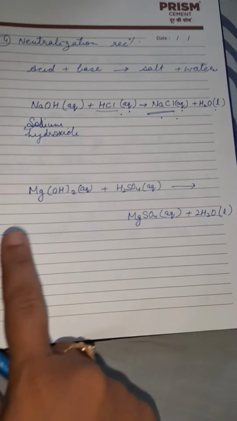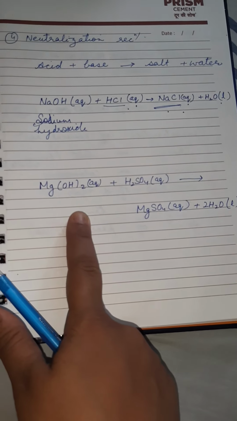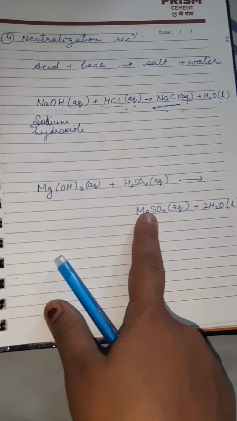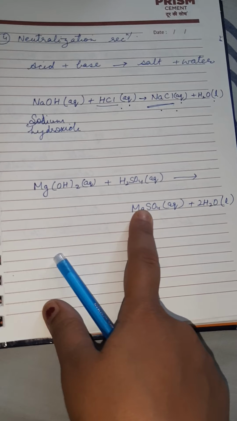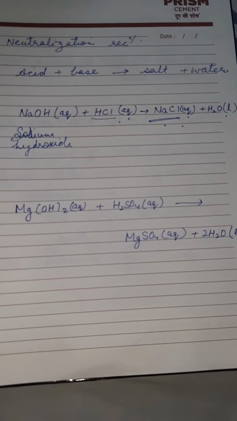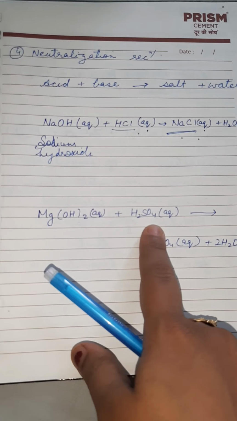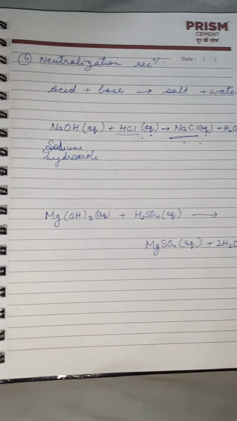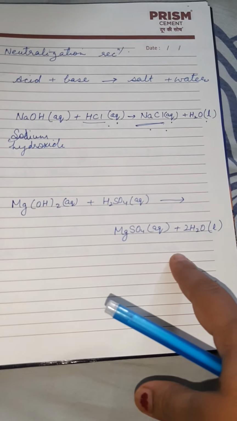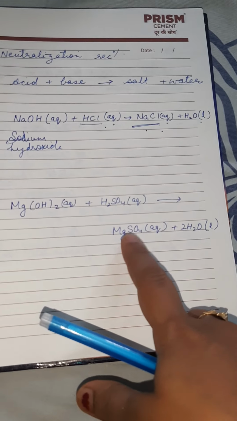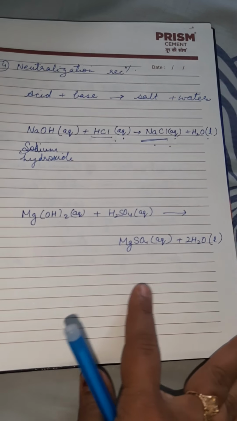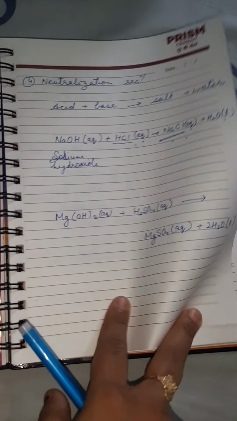The second example is magnesium hydroxide. It is also in aqueous solution form. It means dissolved in water and combined with sulfuric acid. Sulfuric acid is also a strong acid, that's why it is used in aqueous solution form. It means dilute form. It is mixed with water to make it dilute. And magnesium sulfate, it is a salt, is obtained in dissolved form, plus water is obtained.